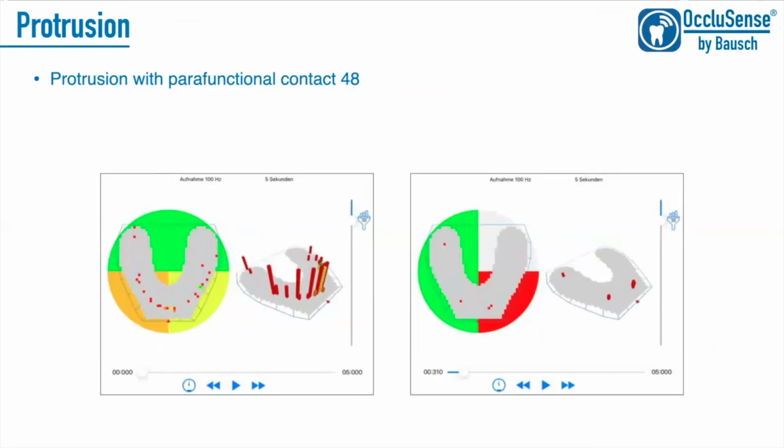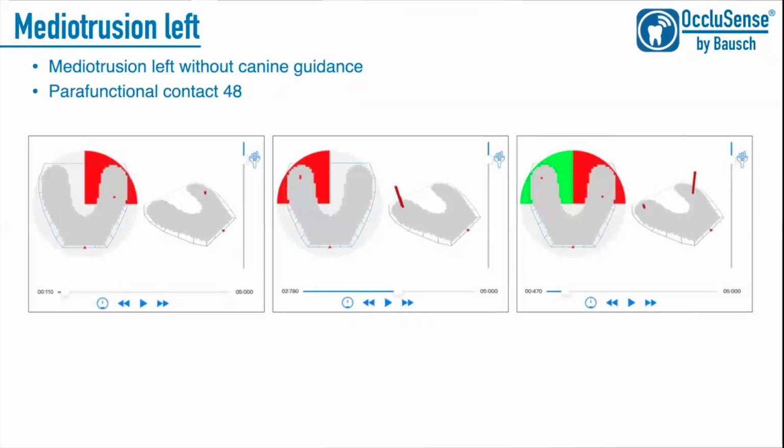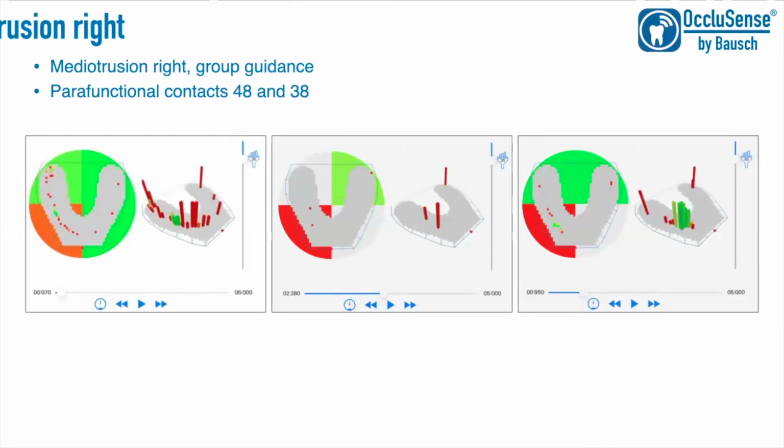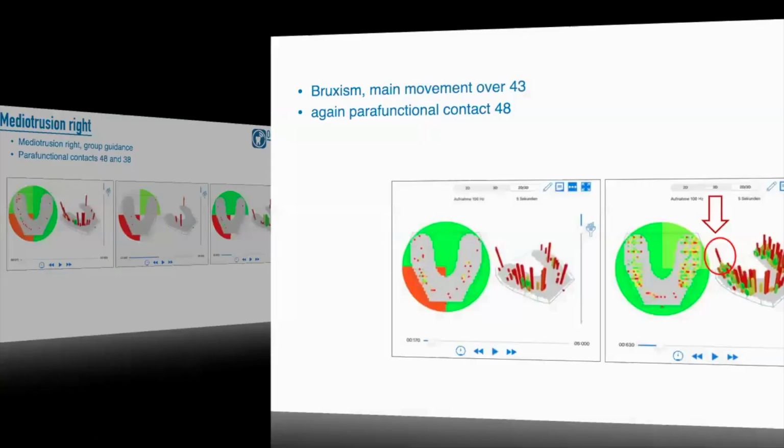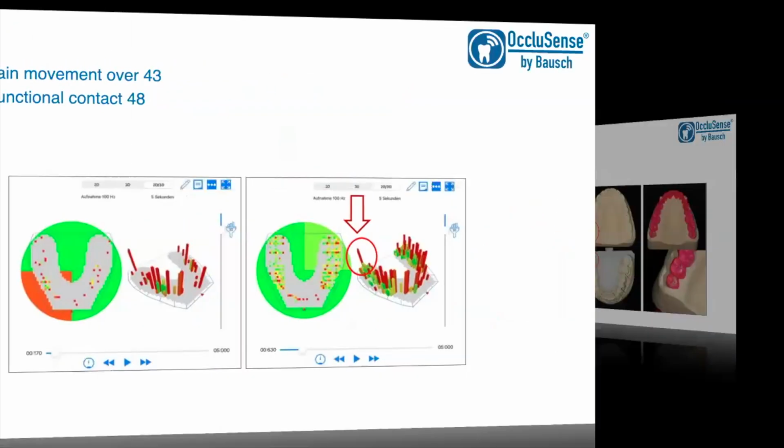When looking at the protrusion, we can see parafunctionality on 48, still persevering. And mediotrusion to the left-hand side showed us no canine guidance, but still the parafunctionality on 48. And on the right-hand side, we have a persisting parafunctionality on 48 and 43. The Bruxer movements, however, moved mainly over 43, however, still some persevering parafunctionality on 48.